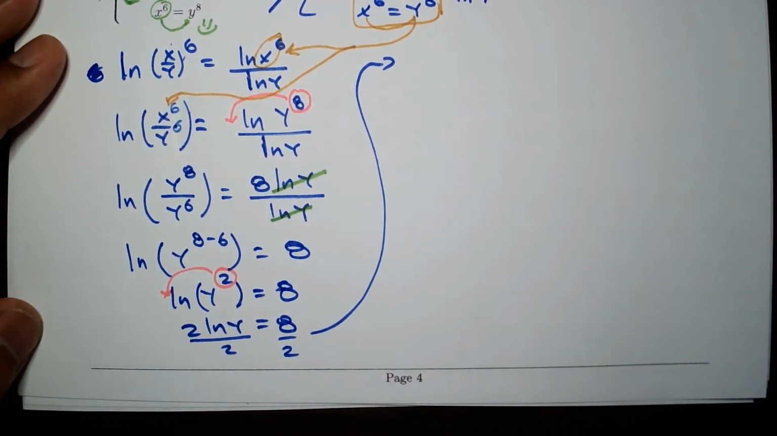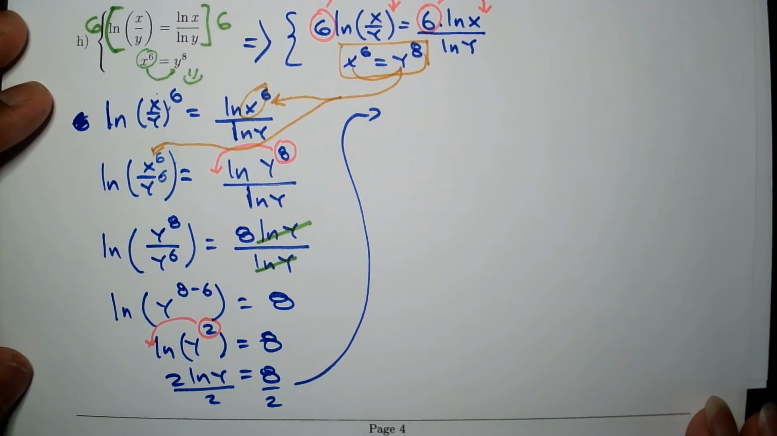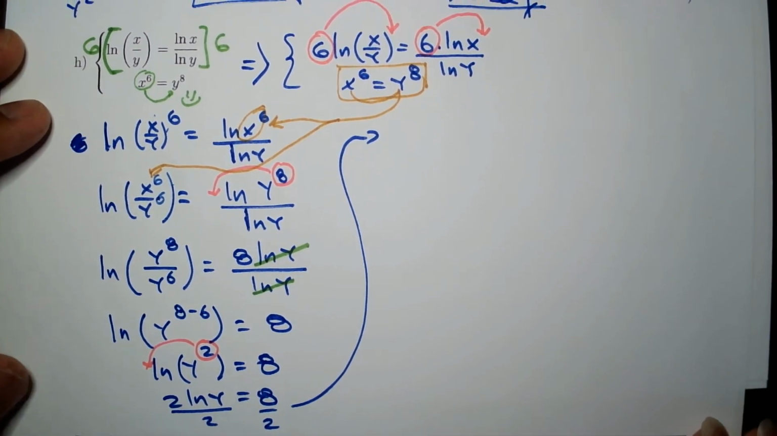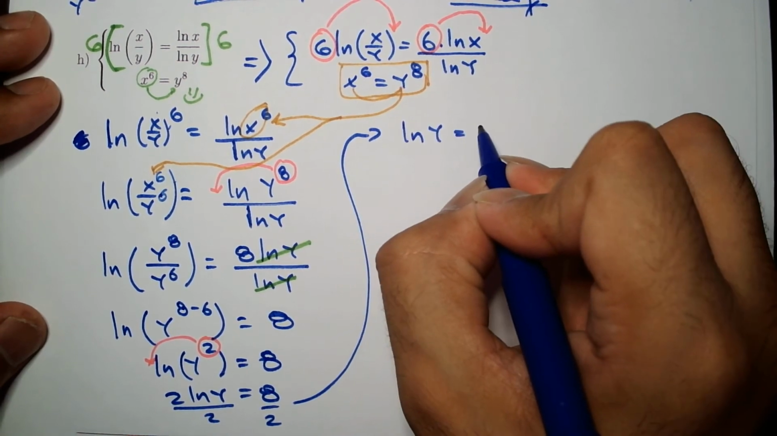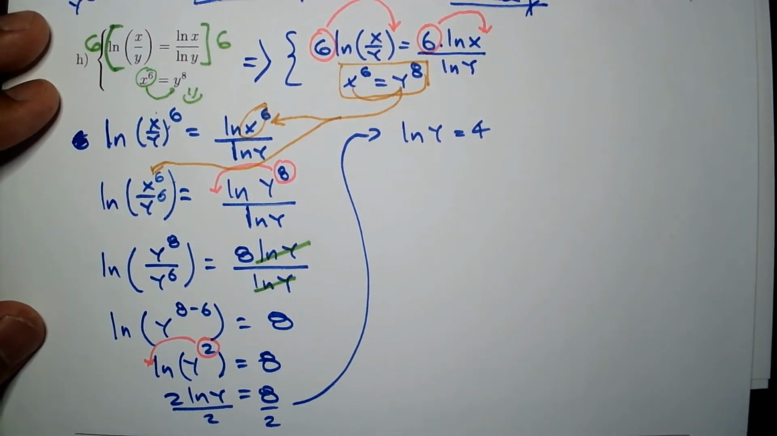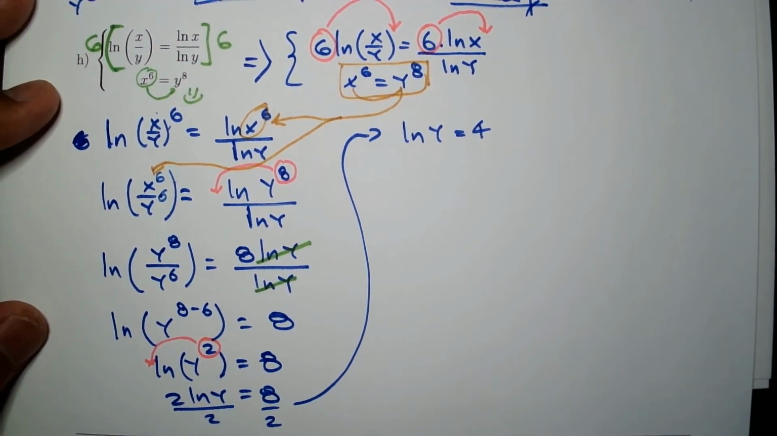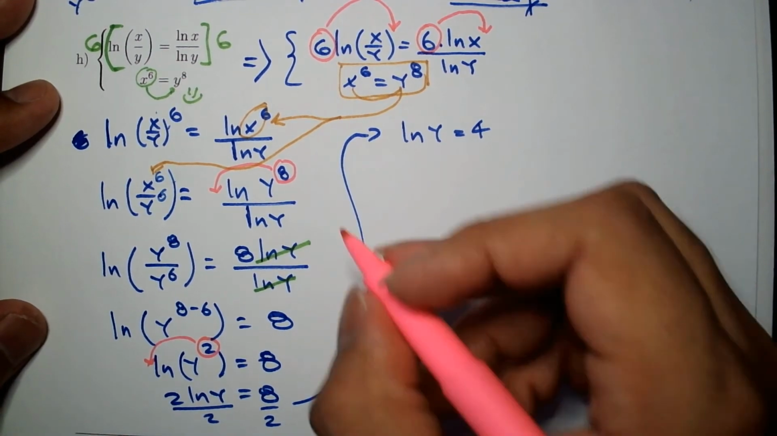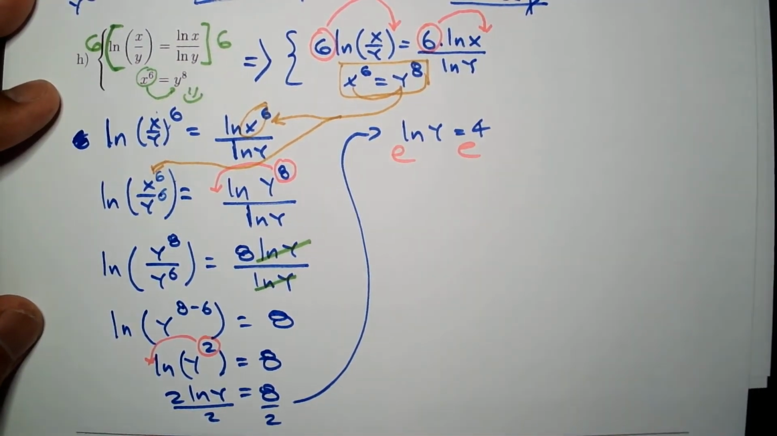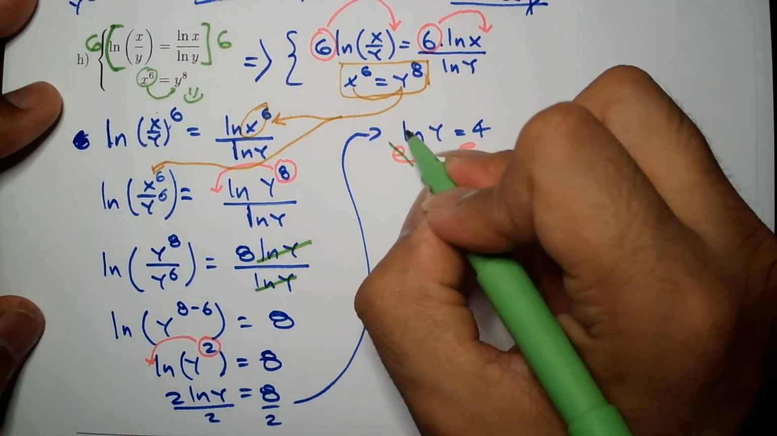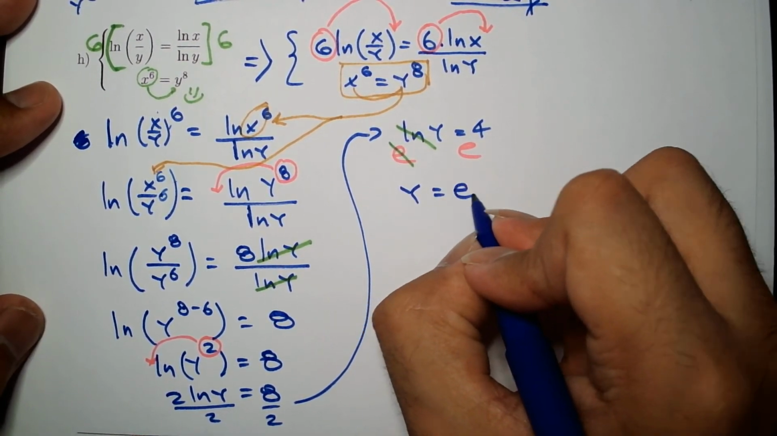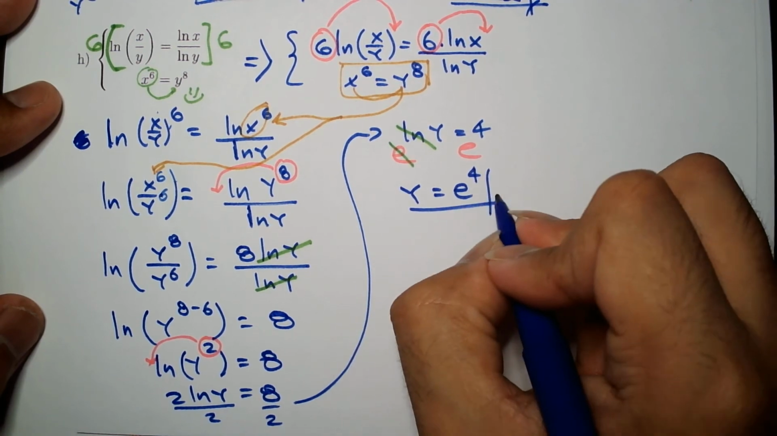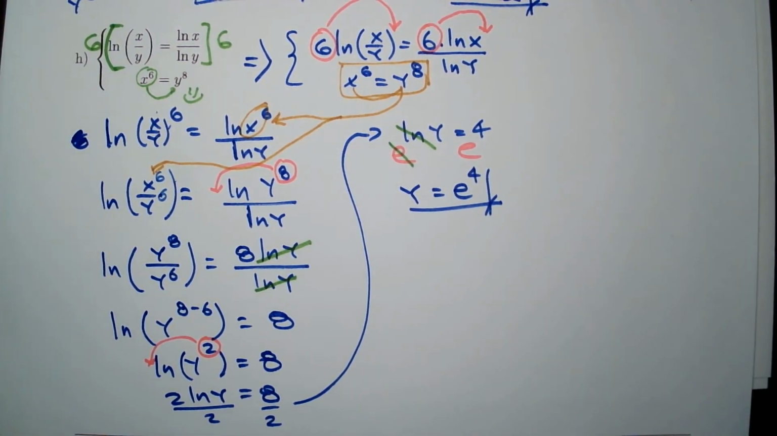To obtain ln of y equals 4. What we do next is exponentiate both sides of the equation on the base e. So cancel, cancel. y equals e to the 4th power. Now we need to find the x component of that.